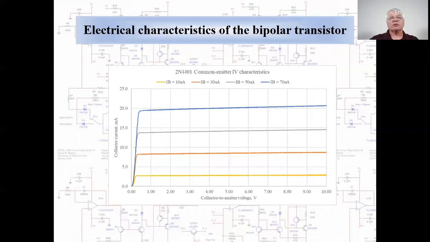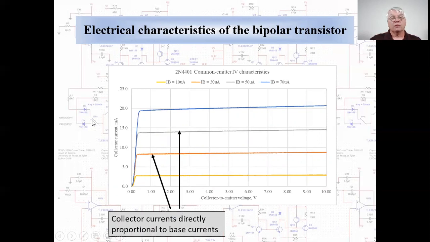Now we'll look at the measured electrical characteristics of a common NPN transistor. This graph shows collector current in milliamperes on the y-axis versus collector to emitter voltage on the x-axis. There is one curve for each of four different values of base current, from 10 microamperes up to 70 microamperes. And we see a direct proportionality between the collector current and the base current. The spacing of these curves is for a 20 microampere change in current at each step. You see we get an approximately linear change in the collector current.